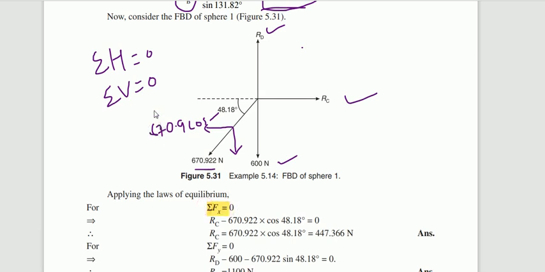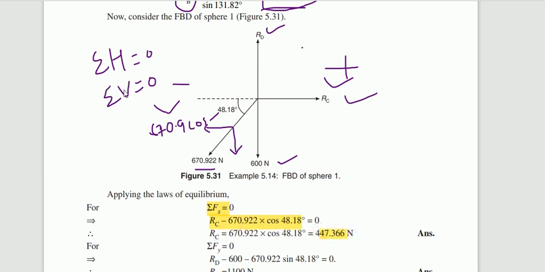So 670.9 cos 45 is a horizontal force, and RC is a horizontal force. RC is positive and this is negative. Just observe here, RC is positive and 670.9 cos 45 is negative. RC is the only unknown, so you will get the RC value.